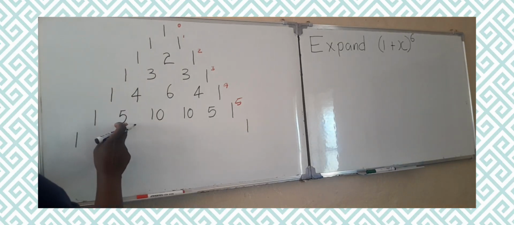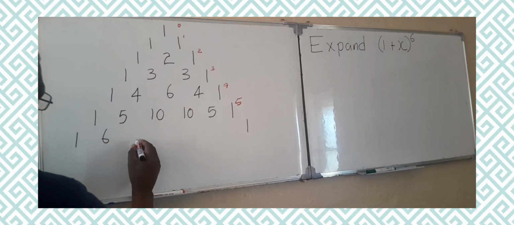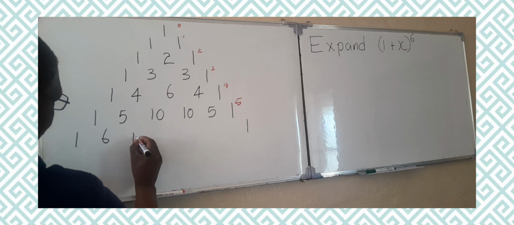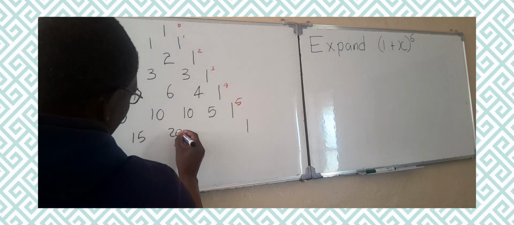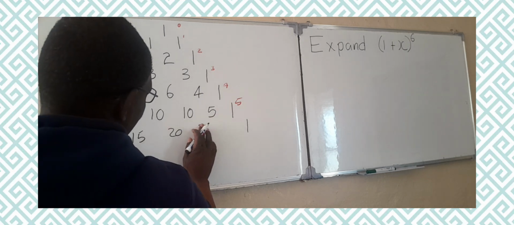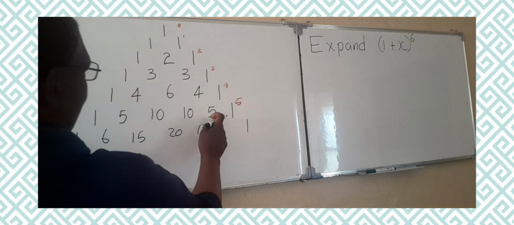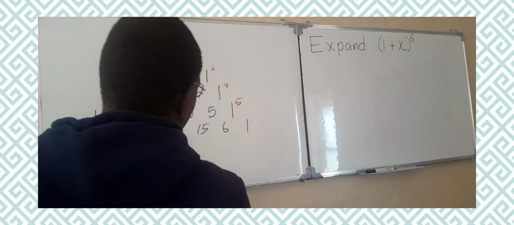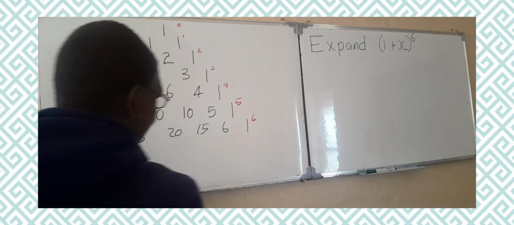We come here, you add this 5 and this 1 to get a 6. You add this 5 and this 10 to get a 15. You get this 10 and this 10 to get a 20. You add this 10 and this 5 to get a 15. Let me write it here, a 15. You take this 5 and this 1, you get a 6. Line number 6 is complete. There is line 6 there.